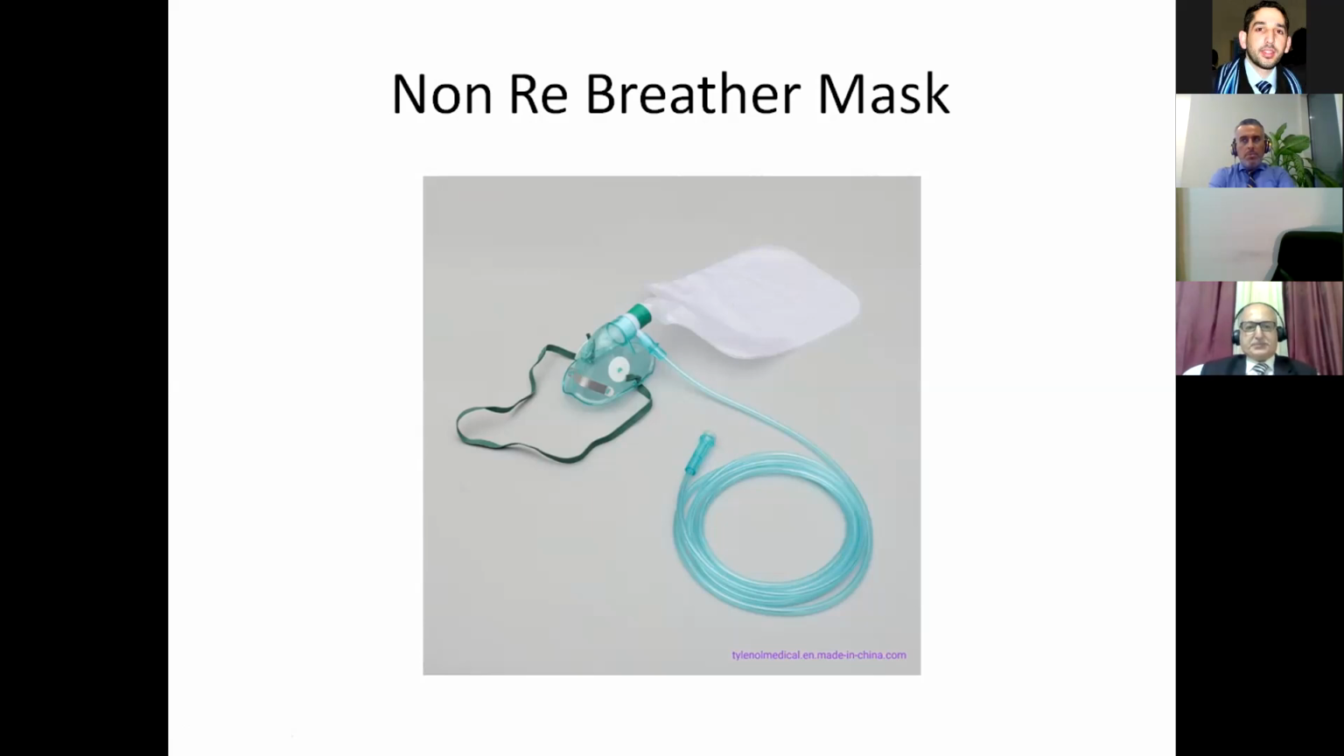But you have to make sure that the bag is always inflated. If the bag is not inflated completely, that means that the FiO2 is less. So always maintain a flow rate which will ensure that the bag is completely inflated.